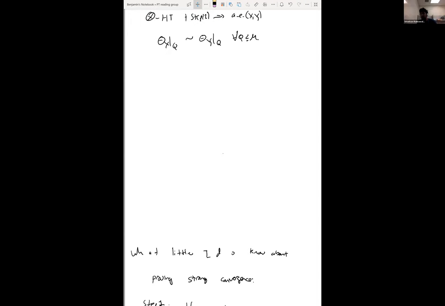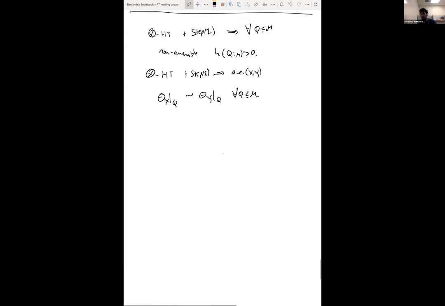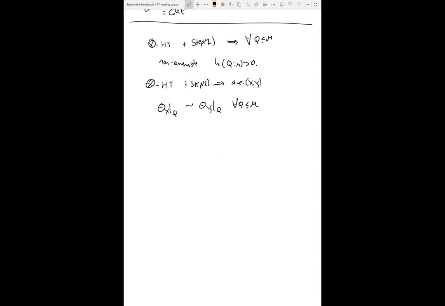And how do you get from this theorem to Peterson-Thom? Great. So give this a name.